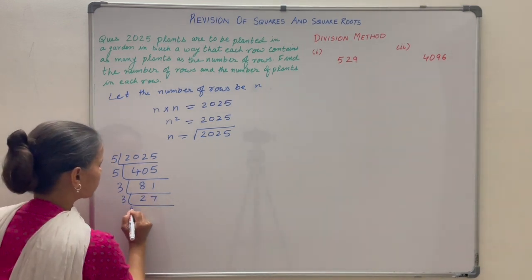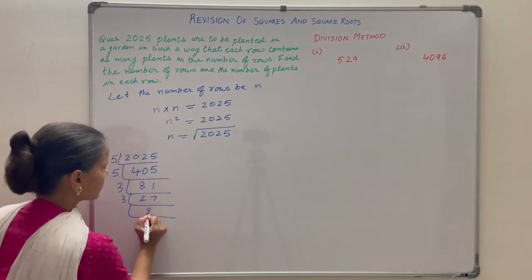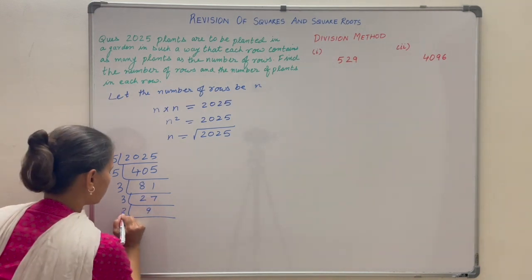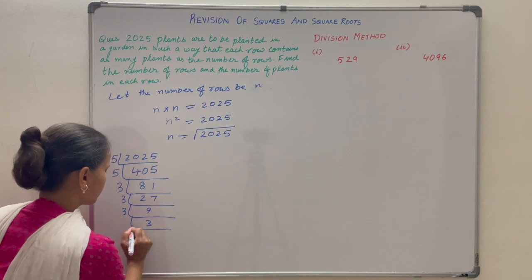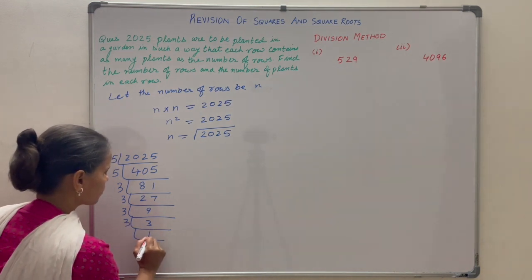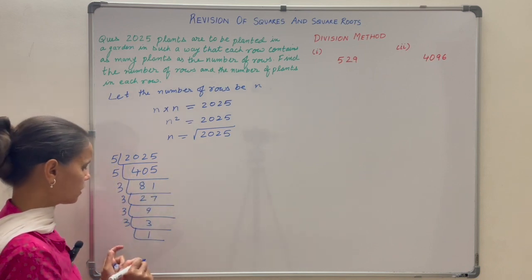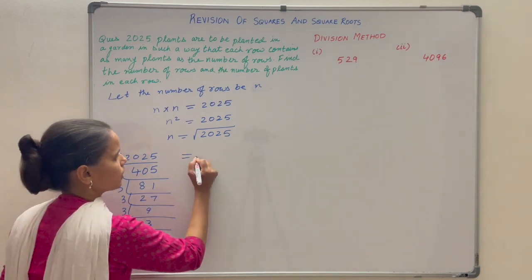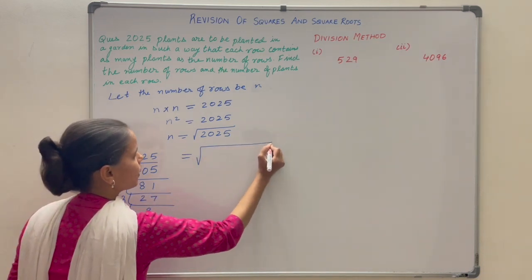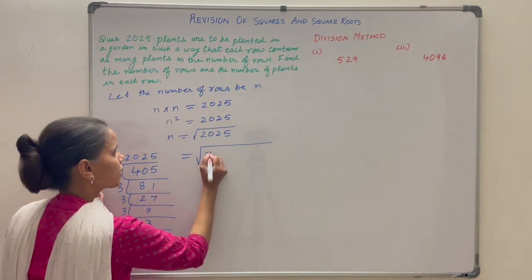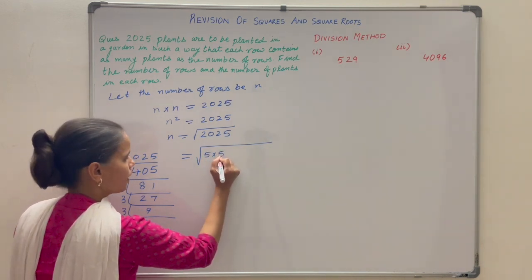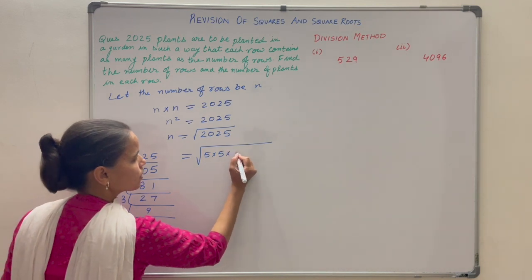Again it will go by 3. 3 nines are 27. Again it will go by 3. And it will go by 3. So what are the prime factors of 2025? These are the numbers. Let us write it down. So within the square root, 2 times 5, and we have got 4 times 3.